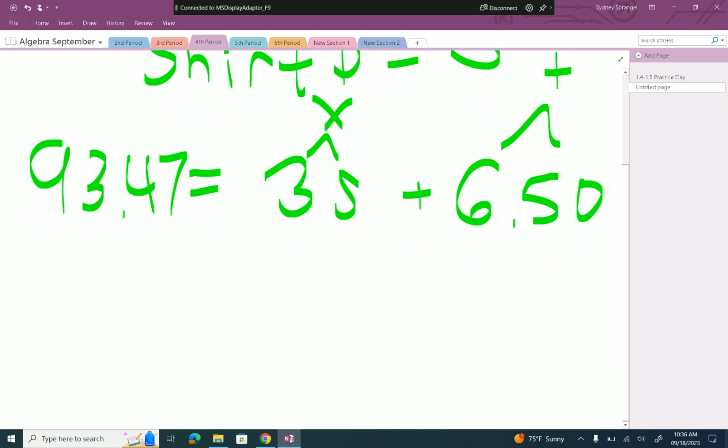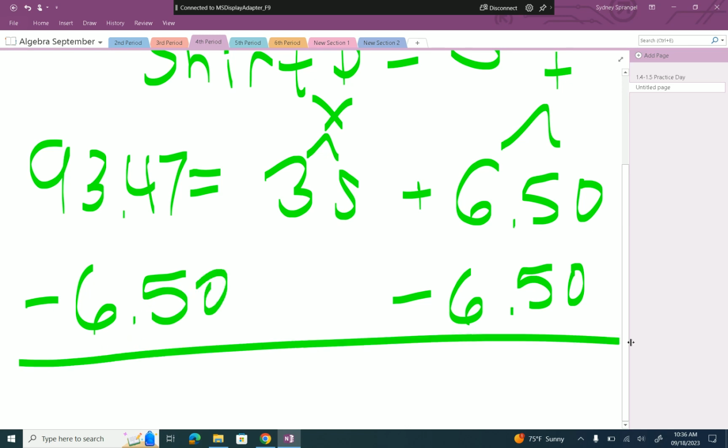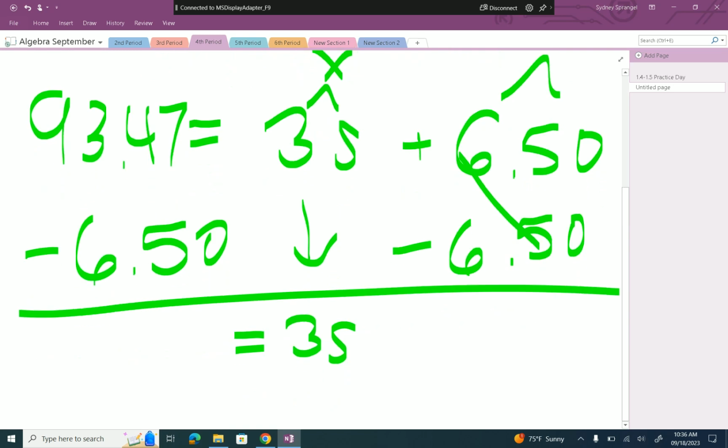So what's going to be the opposite of adding 650? Megan, what should I do? Subtract. Perfect. So we're going to subtract 650 on both sides. Keep it equivalent. All I've got left is my 3s. And then what do I get for 9347 minus 650? Anybody got that?